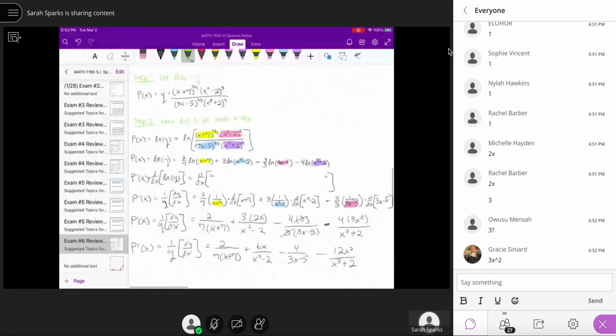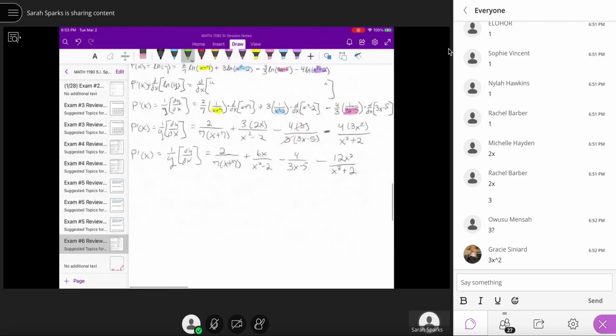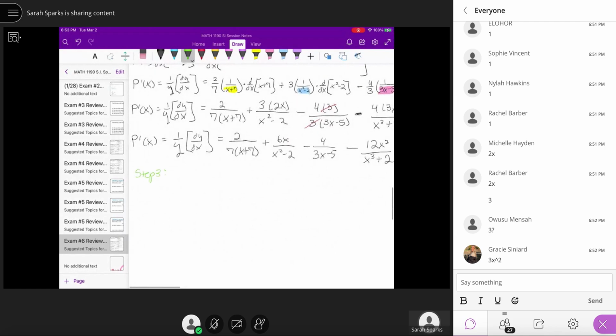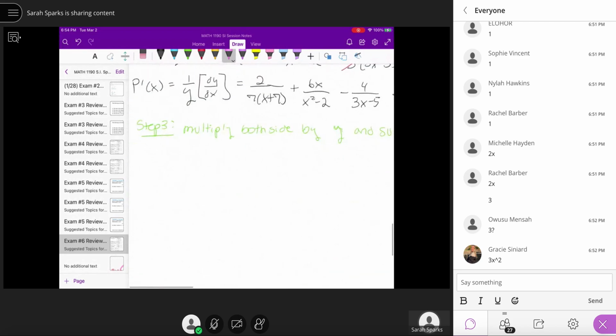Alright, so step 1, set p of x equal to y, and then we took the natural log of both sides and simplified and took the derivative. Forgot to write that part. And then step 3 is going to be multiply both sides by y and substitute. Just like our implicit differentiation, we want to get that dy dx by itself. And we already know what y is. We set y equal to p of x, right? So we're going to multiply both sides by y.